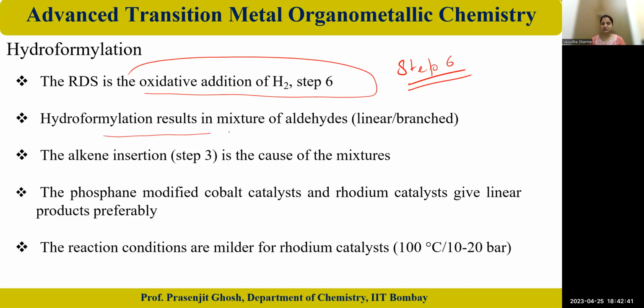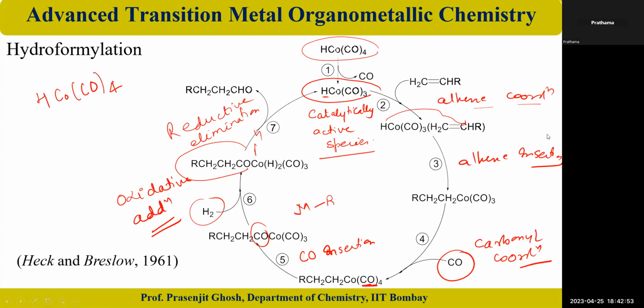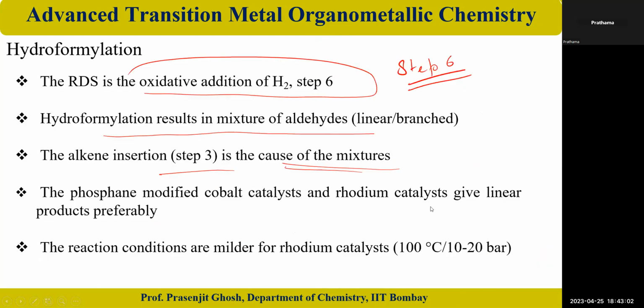The hydroformylation results in a mixture of the aldehydes, so it can give you the linear aldehyde or the branched one. The alkene insertion step 3 is the cause of the mixtures, because if you can see over here, we are inserting the alkene here, so that H can go either here or it can form the CH3 over here. So here, if you need to have that linear or branched form, what is the culprit? That is the alkene part, that's step 3.